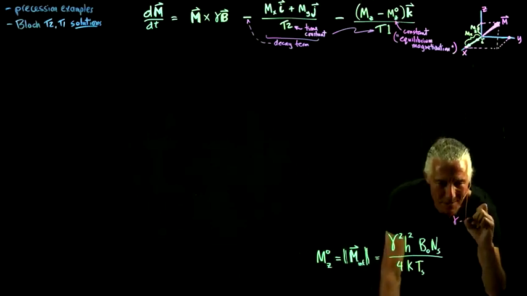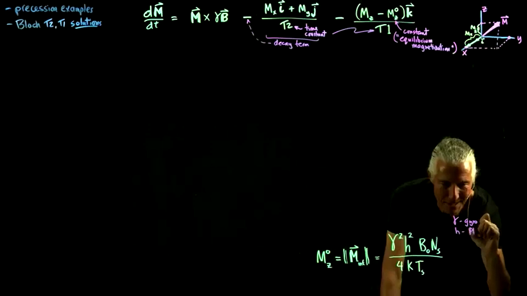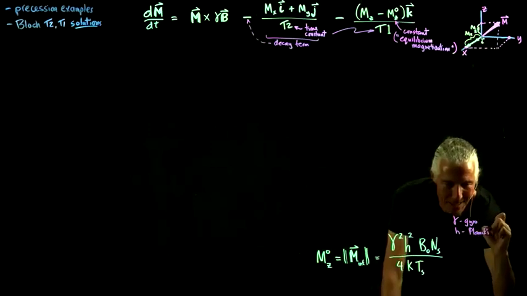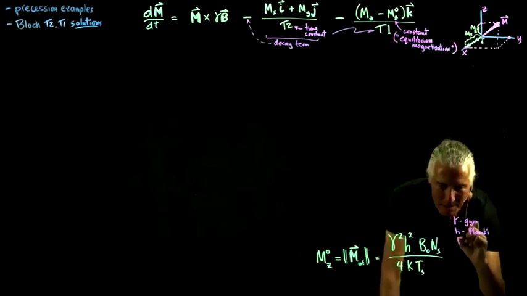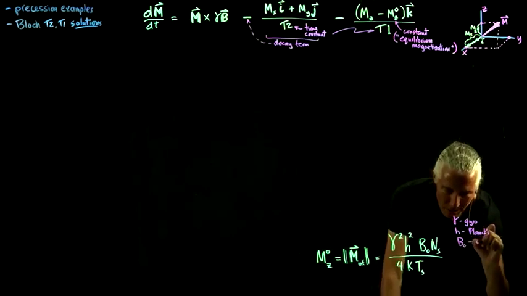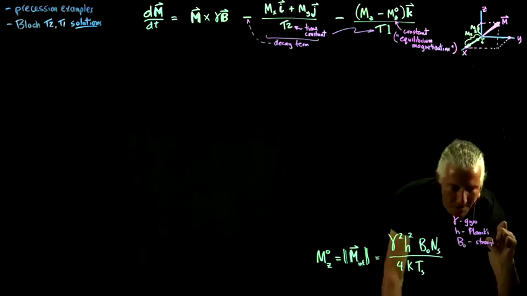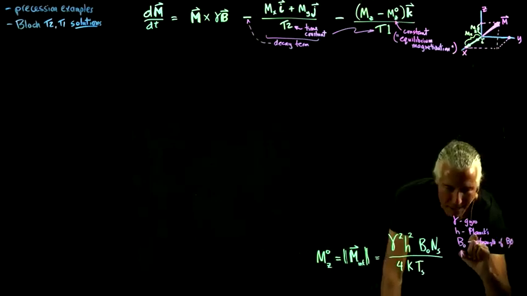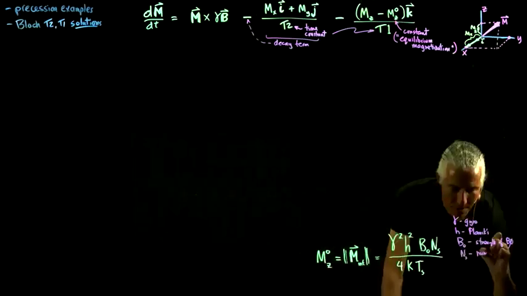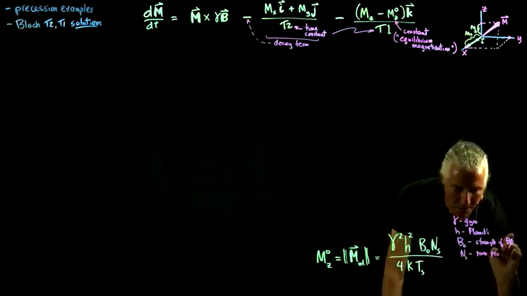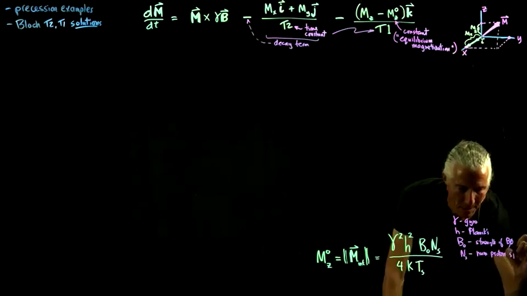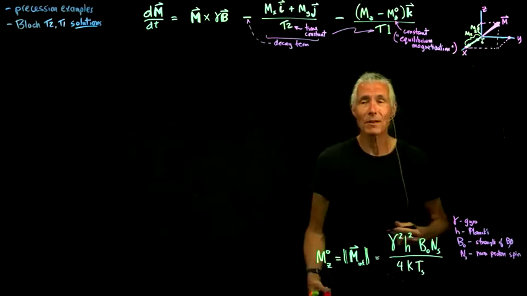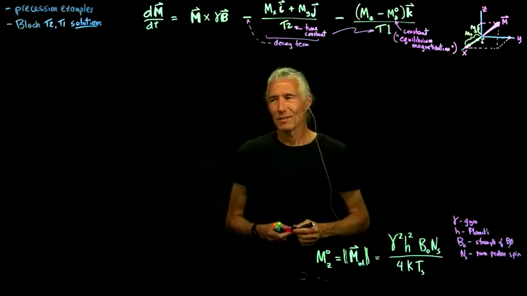So let's annotate all those things. This is gyro, the gyromagnetic ratio. This guy, h, is Planck's constant, something you have in quantum mechanics. B0 is just the strength of the B0 field. NS is just the number of spins, the number of proton spins. So it's literally just the total number of hydrogens.